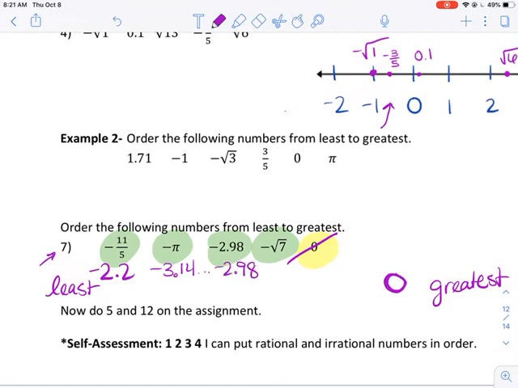Now, I'm doing all these in my head. I would recommend that you try to do it in your head before you check a calculator, particularly because on your test you're going to need to show your understanding, or you won't have a calculator, because this is a unit about number sense.